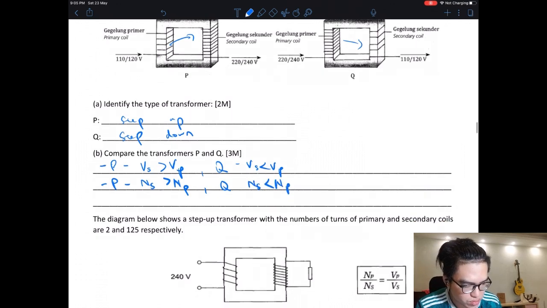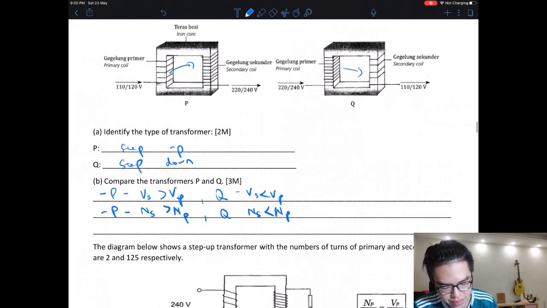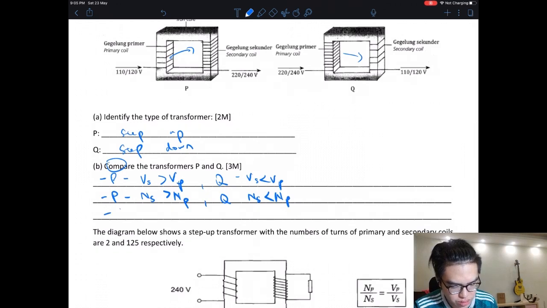Okay, so what else? Oh, compare. You can even say the similarities. They both use a soft iron core. Or you can say both use AC. They must use AC.